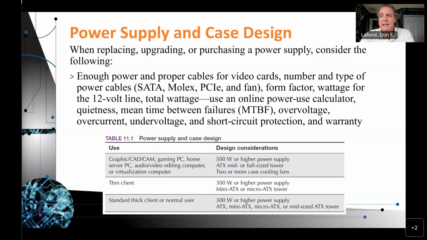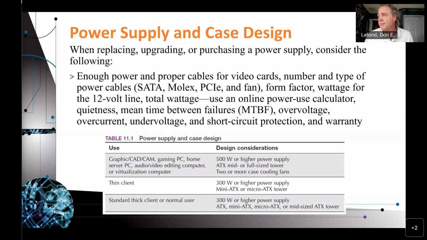I don't think that's in the A+ certification, but the different power supplies have different quality of power and mean time between failures, MTBF, and they also have different warranties, how long they're going to last. All power supplies should cover you for overcurrent, under voltage, and short circuit protection should be built into all of them.